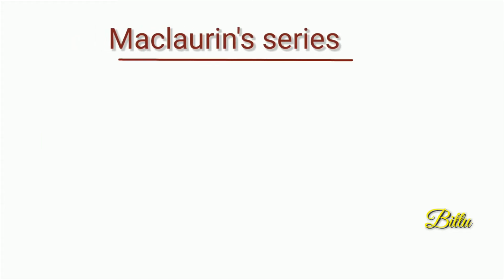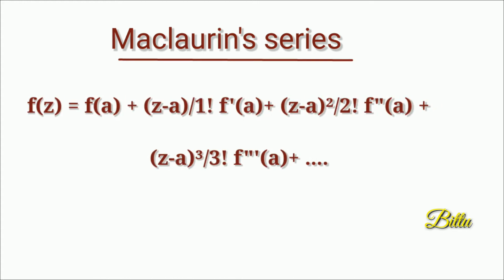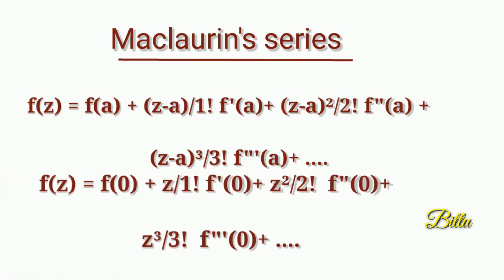Next series is Maclaurin series. It's a special type of Taylor series when a equal to 0. We have the Taylor series. In this, if we keep a as 0, we get the series as f of z equal to f of 0 plus z into f dash 0 plus z square by 2 factorial f2 dash 0 plus etc. And this series is known as Maclaurin series.